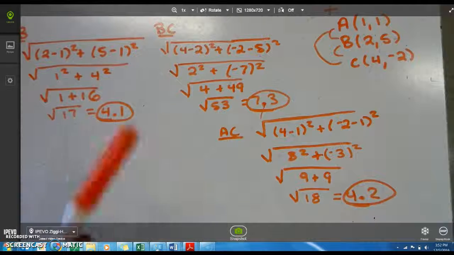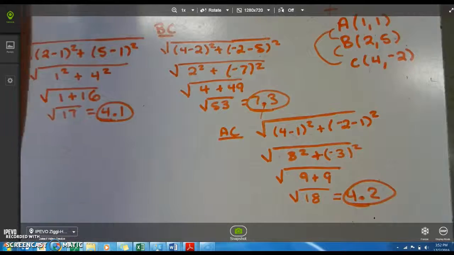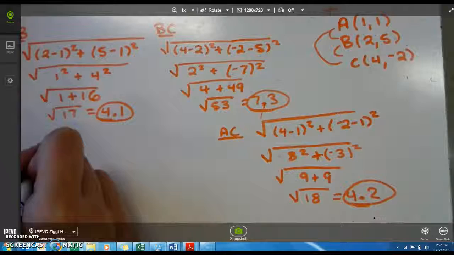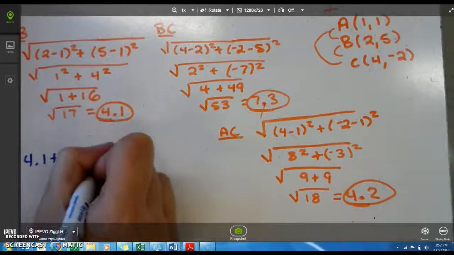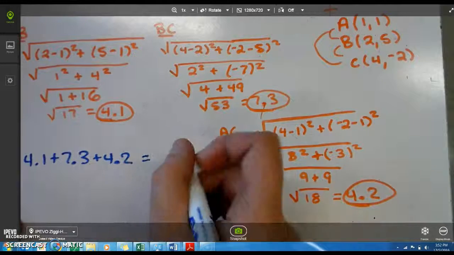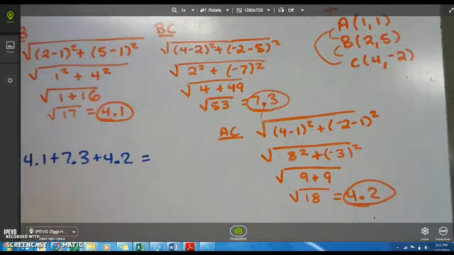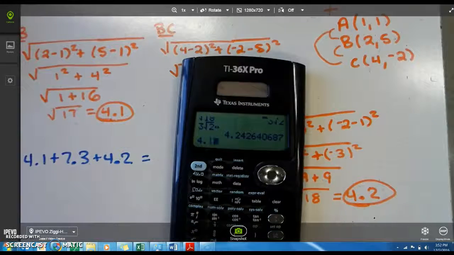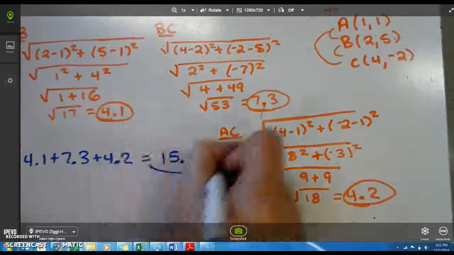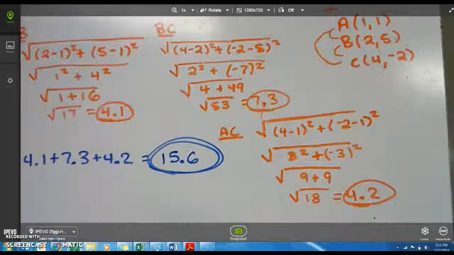Last step, we've got our 3 sides. All we gotta do now is add them all together, right? I'm gonna write that in blue. So that's 4.1 plus 7.3 plus 4.2, which we can just put in the calculator, and we will get 15.6. And that's my final answer.